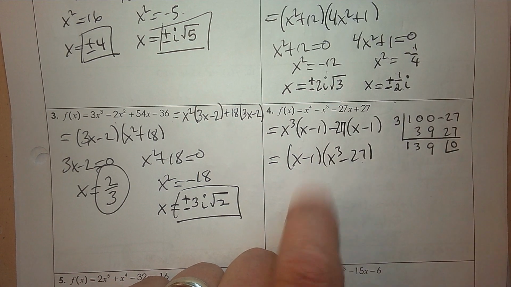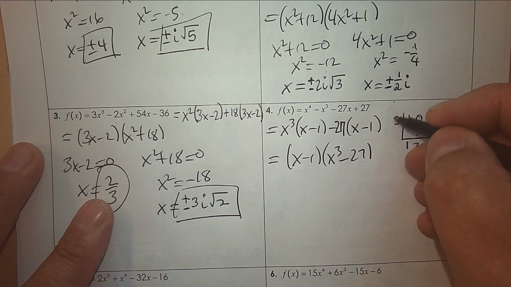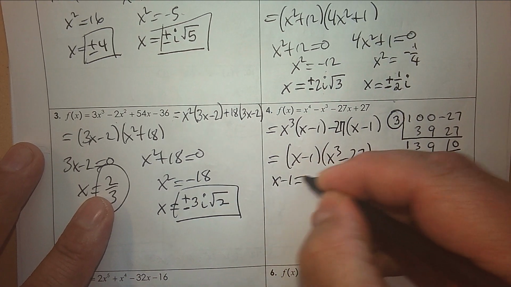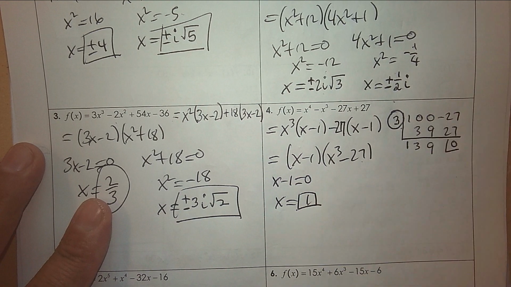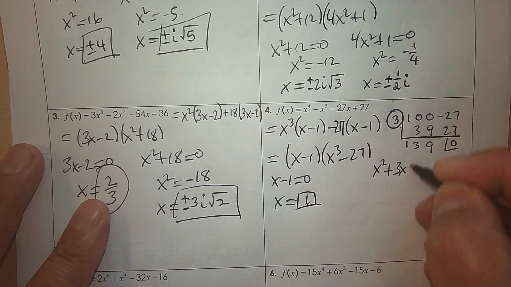And you can see the remainder is 0. Now, what's left over? So far I've found that 3 is a 0. If I take x subtract 1, I also found that 1 is a 0. So now I got 2 answers. To find the last one, I have x squared plus 3x plus 9.